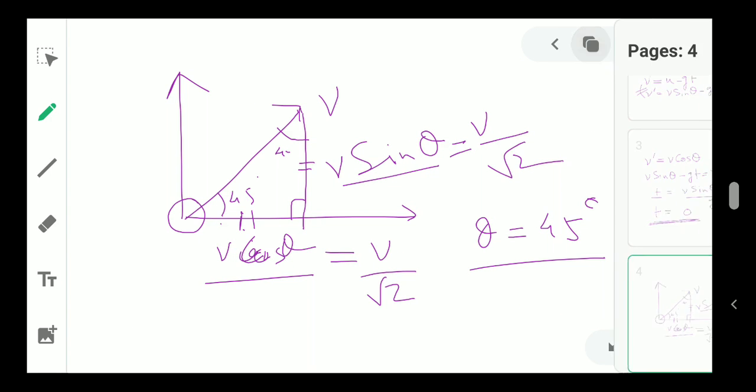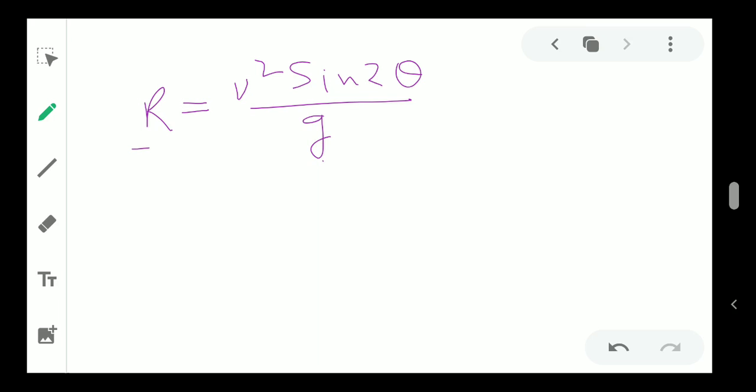So this problem is regarding that. It is possible to throw something with a given velocity. So R, we know, is v square sin 2 theta by g. Now it is possible to throw this so that in two cases we have the same range.